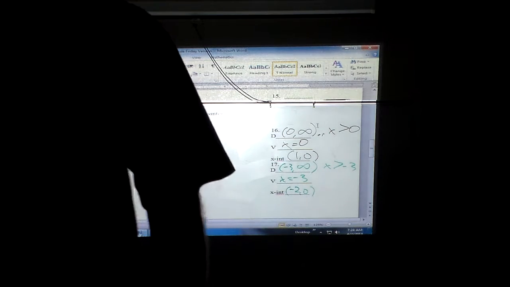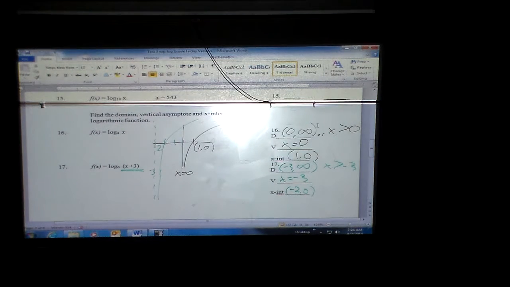That's all you have to do. Find the domain, the vertical asymptote, and the x-intercept, and you can get that by going to your calculator, typing in the y equals, and looking at your table. It will help you out too. Where y is 0, there's your intercept, and where it starts becoming undefined, there's your two numbers you're looking for.